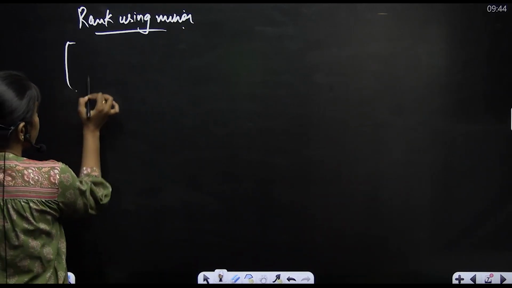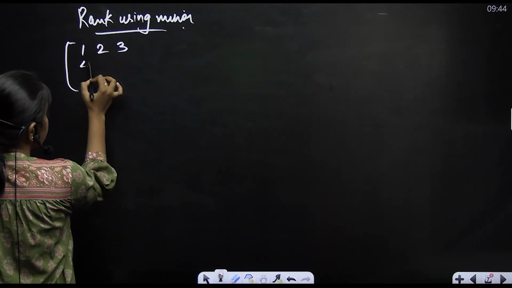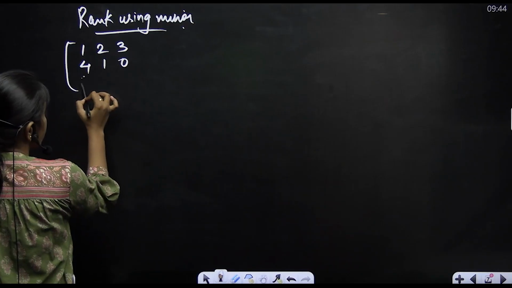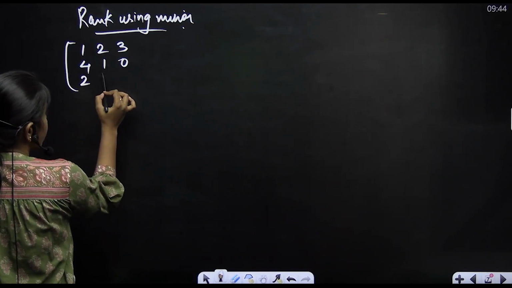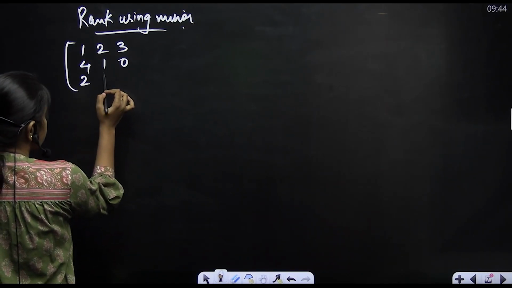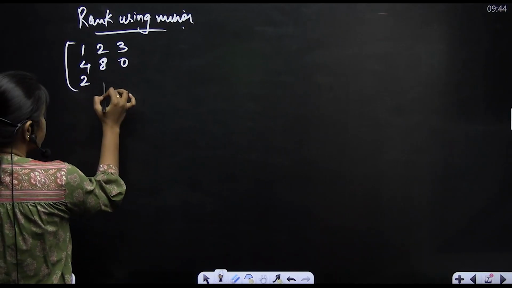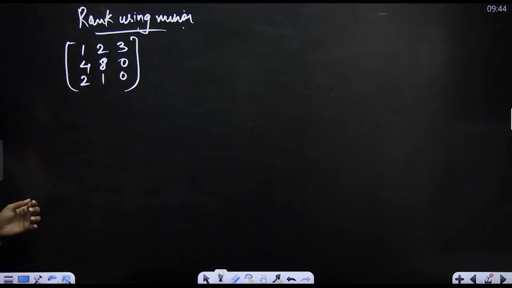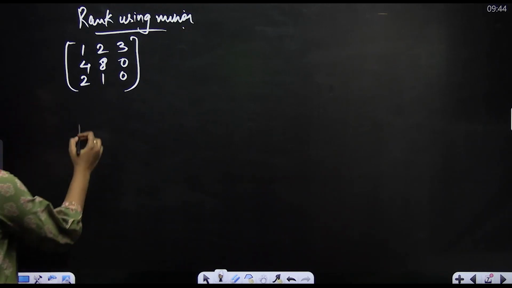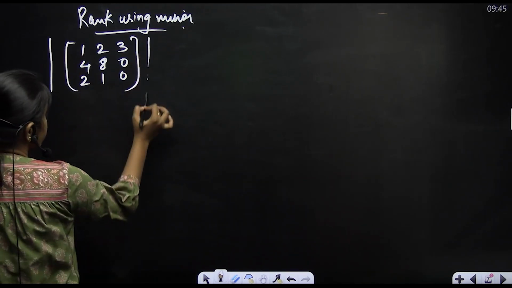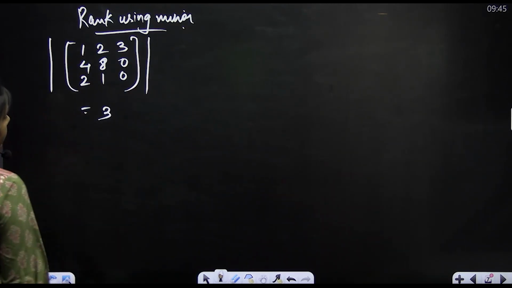Let's suppose you have this matrix 1 2 3, 4 1 0 2, and let's say take this as 8, this as 1, this as 0. We have this matrix. If I find the determinant of this matrix, what would I get? Let's find out the determinant of this 3 cross 3 matrix.